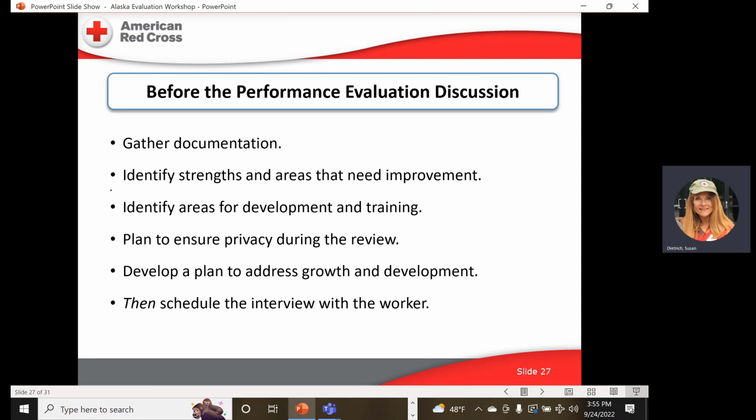Now, hopefully, throughout the time that your worker has been deployed, you have been making notes, noting the above and beyond behaviors, noting if there are any issues. You gather that documentation. This will be really helpful for them to see how they've measured up.